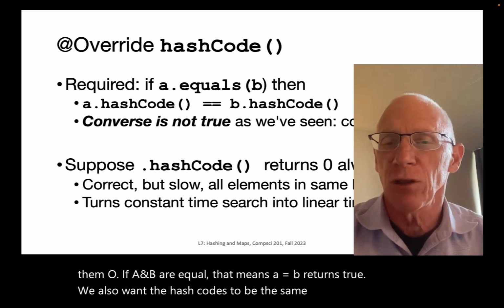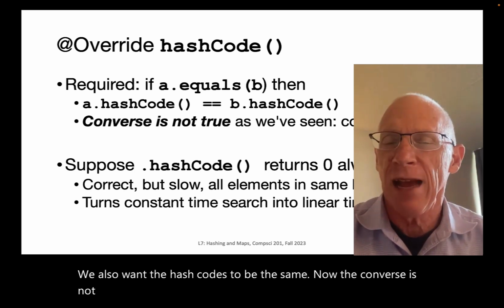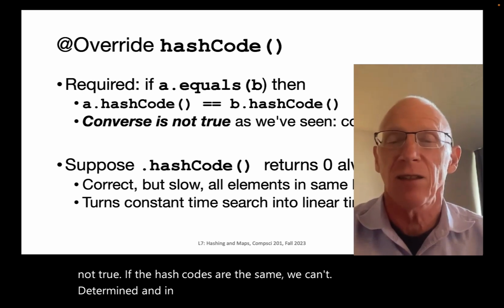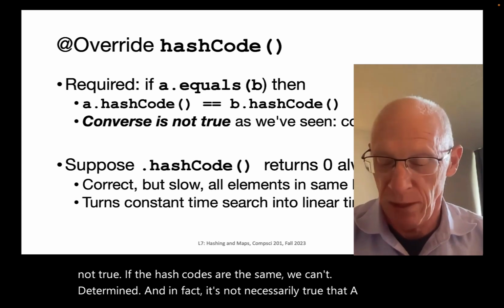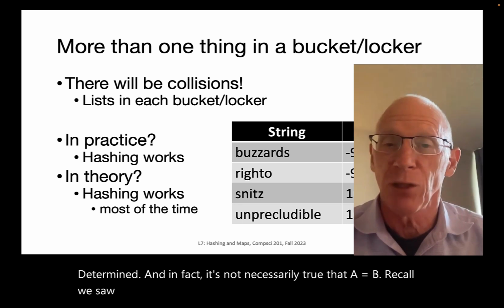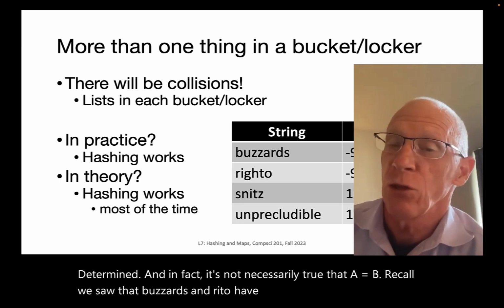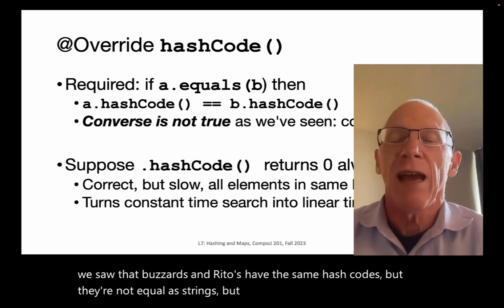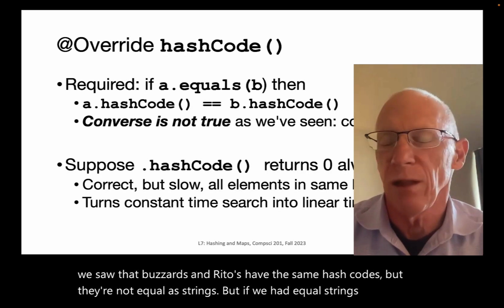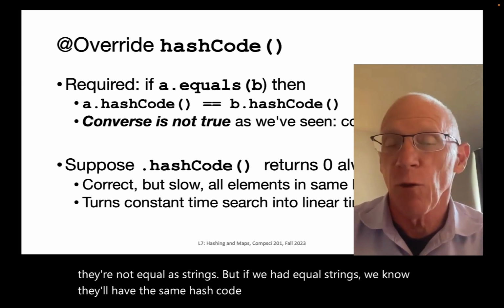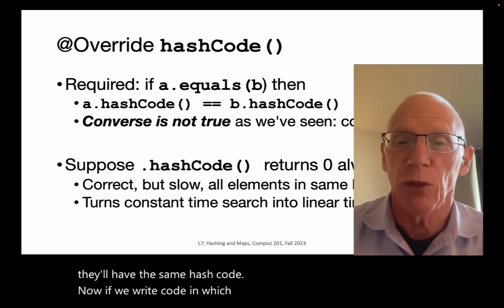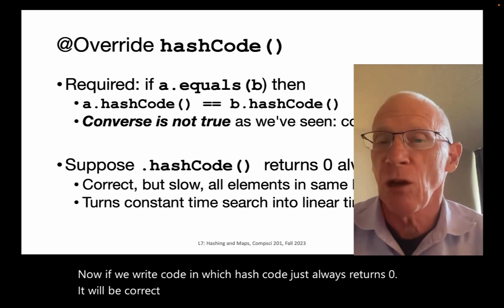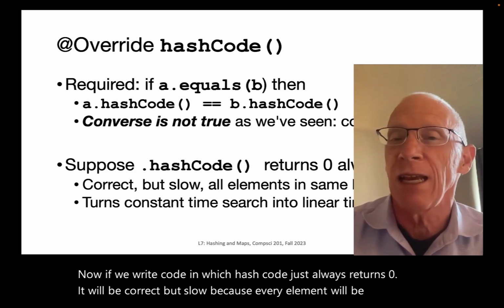Now the converse is not true. If the hash codes are the same, we can't determine, and in fact it's not necessarily true, that A.equals(B). Recall we saw that buzzards and write-o have the same hash codes, but they're not equal as strings. But if we had equal strings, we know they'll have the same hash code. Now, if we write code in which hashCode just always returns 0, it will be correct, but slow, because every element will be in the same locker.